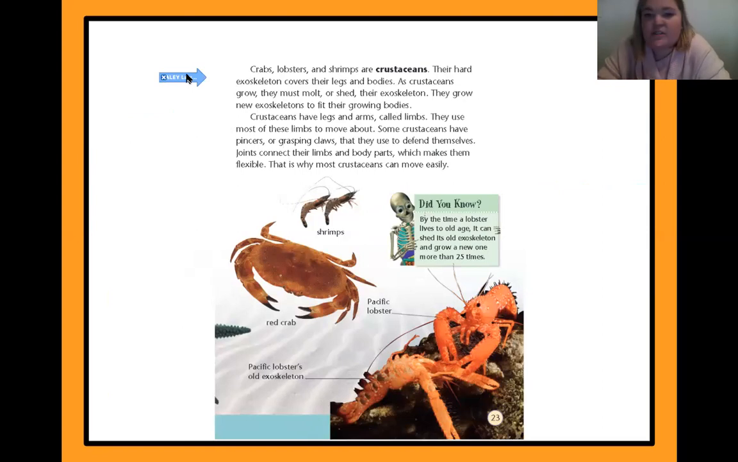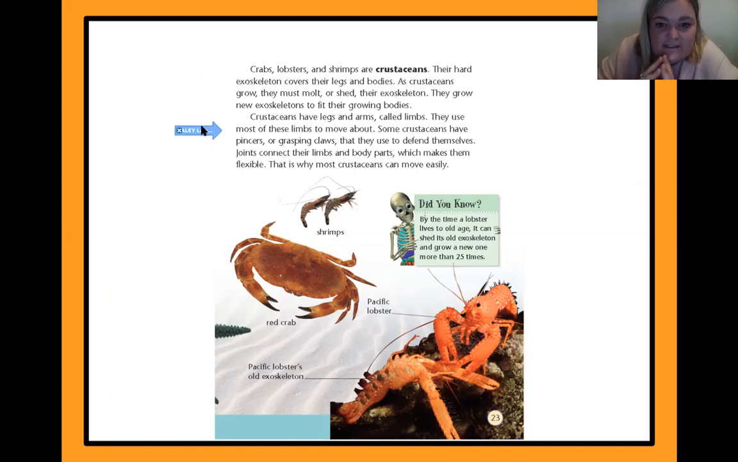Crabs, lobsters, and shrimps are crustaceans. Their hard exoskeleton covers their legs and bodies. As crustaceans grow, they must molt or shed their exoskeleton. They grow new exoskeletons to fit their growing body.